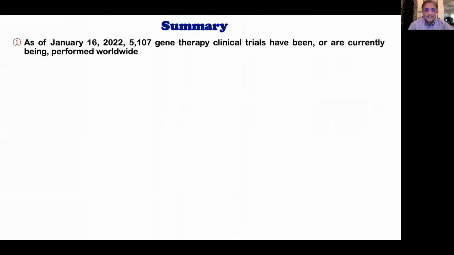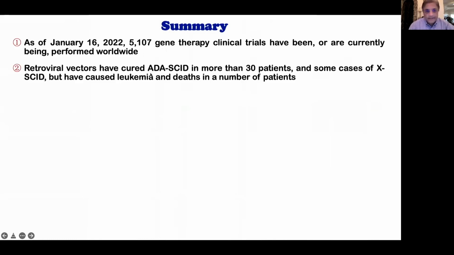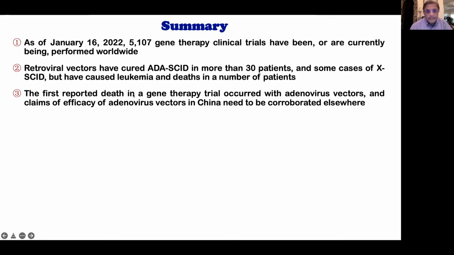So here's the summary. As of yesterday, January 16, 2022, 5,107 gene therapy clinical trials have been or are currently being performed worldwide. Retroviral vectors have cured ADA-SCID in more than 30 patients, and some cases of X-linked SCID, but have also caused leukemia and deaths in a number of patients. The first reported death in a gene therapy trial occurred with adenovirus vectors. This is Jesse Gelsinger's story. But the claims of efficacy of adenovirus vectors in China need to be corroborated elsewhere.